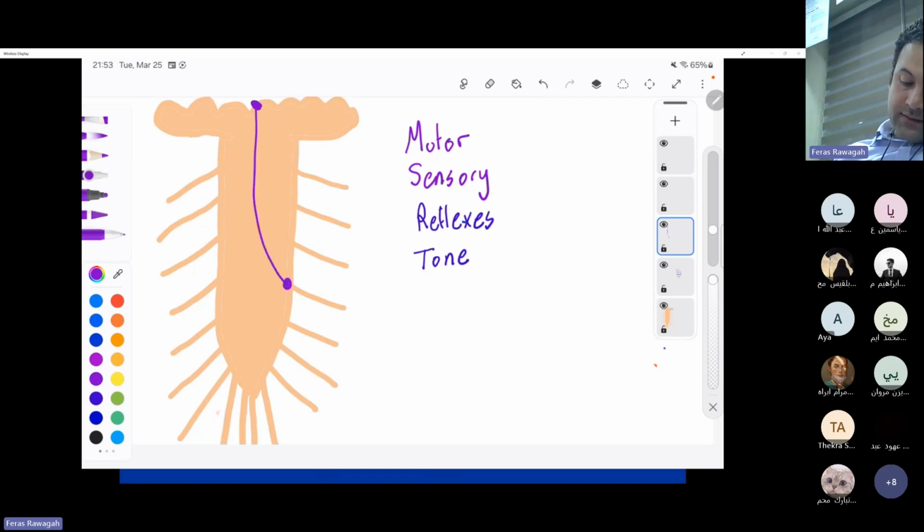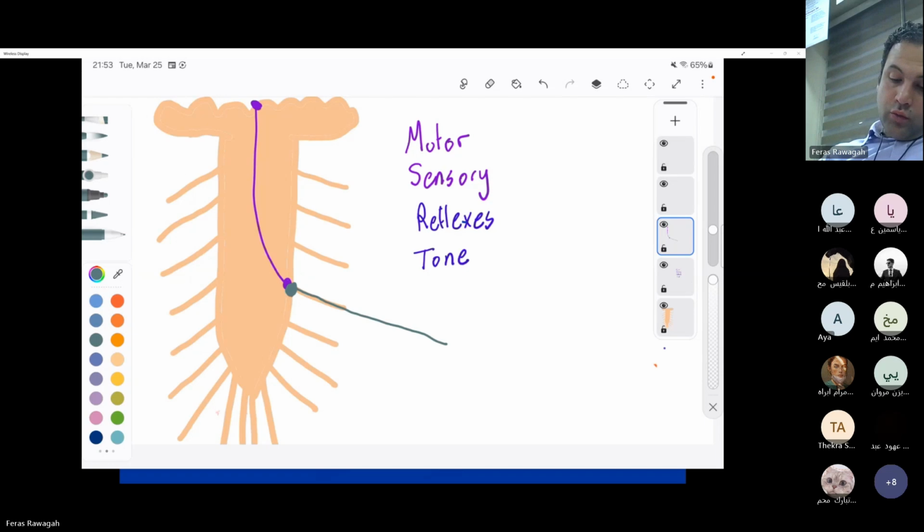Now, what is the lower motor neuron? Lower motor neuron starts in the anterior horn cell and ends in the effector organ, usually the muscle. So this is the lower motor neuron.